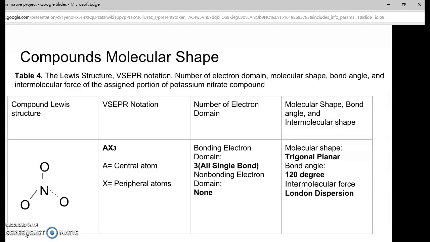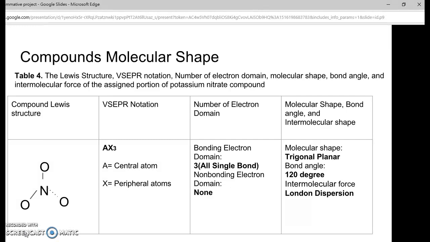Then we are going to talk about the Lewis diagram, VSEPR notation, number of electron domains, molecular shape, bond angle, and intermolecular forces for nitrate. In this Lewis diagram, we can see that there are three peripheral atoms bonding with one central atom, while the bonds are all single bonds, so the VSEPR notation for nitrate is AX3, where A shows the central atom and X shows the peripheral atoms.